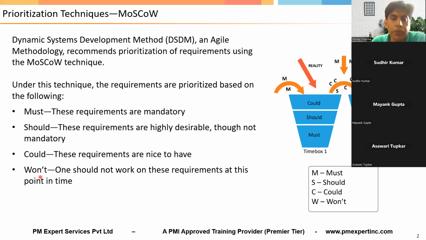Now, my question to all of you: this must have, should have, could have, and won't have, tell me, does it change with time or does it remain the same forever?